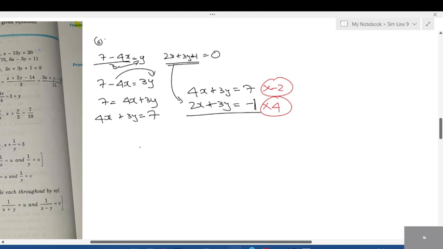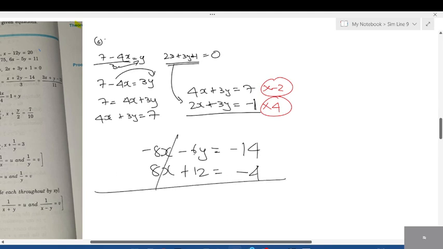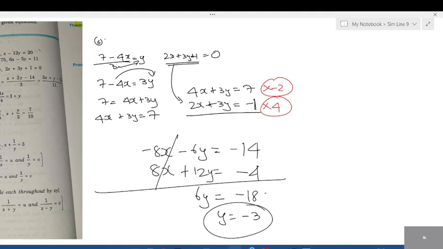When you multiply, what do you get? 4 into minus 8x minus... next... these two get cancelled. What is minus 6y plus 12y? For this you get minus y is equal to, out of 9, 18 divided by 6. Minus 3.